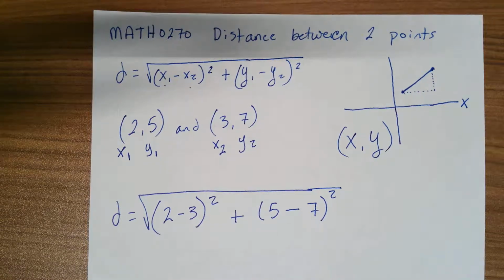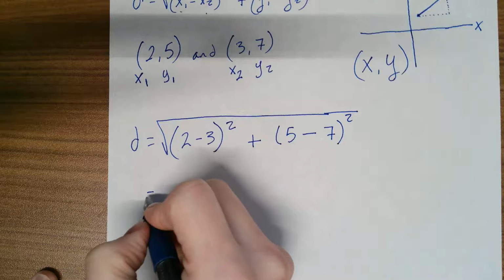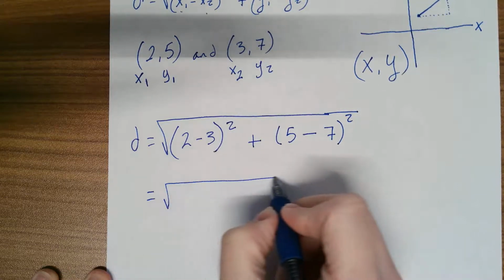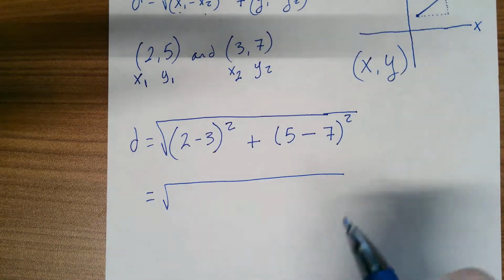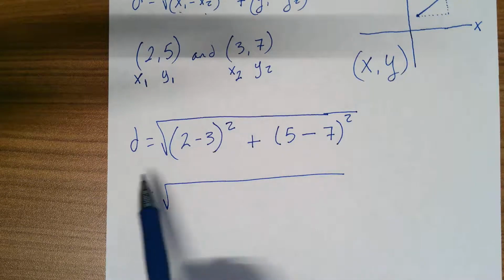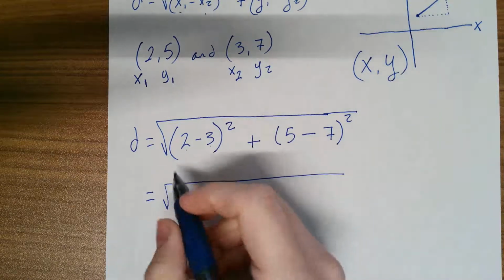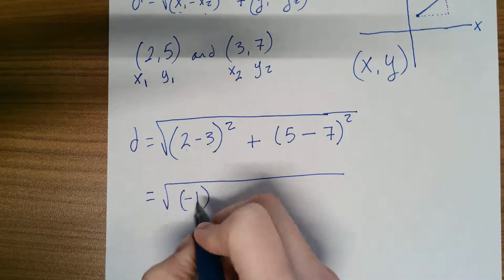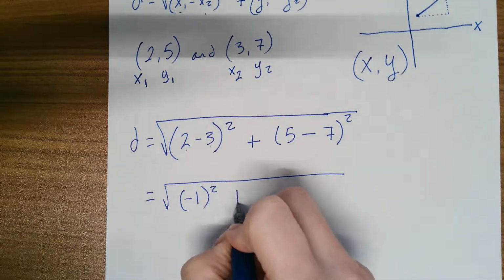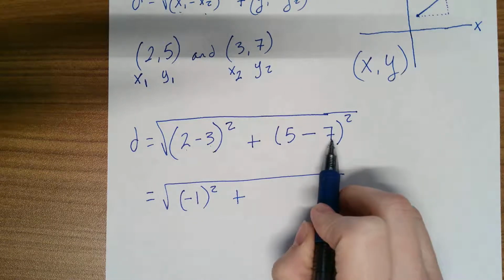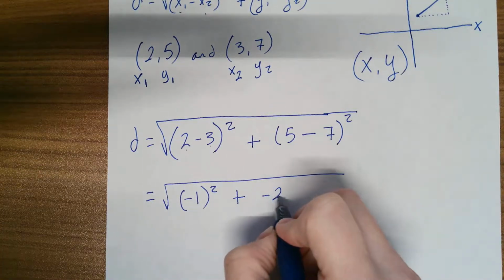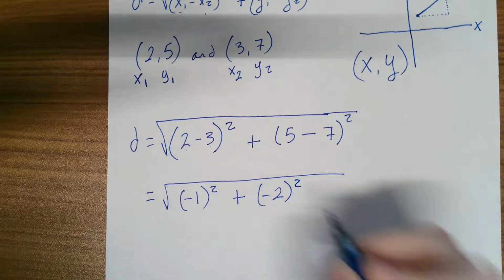And now we'll just go through and simplify. So I still have my equal sign, I have my square root, and I want to simplify the stuff on the inside first. So I'm going to go inside my parentheses, 2 minus 3. If I have 2 and I take away 3, that leaves me with -1, and we're going to square that value, plus 5 minus 7. If I have 5 and I take away 7, that leaves me with -2. And again, we're going to square that value.